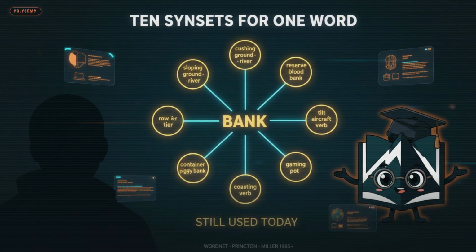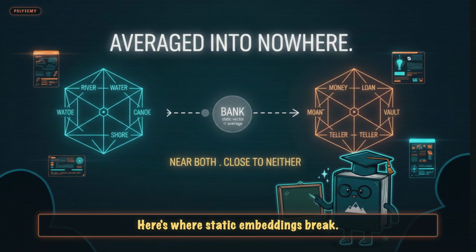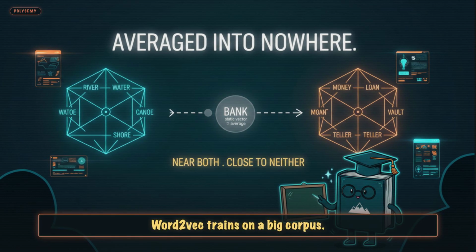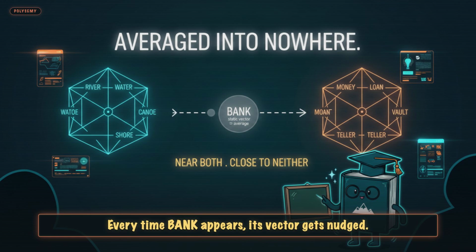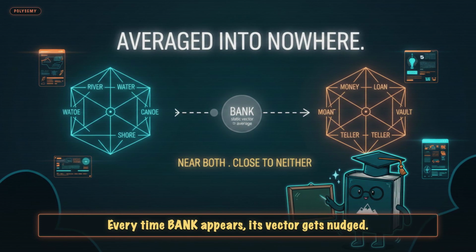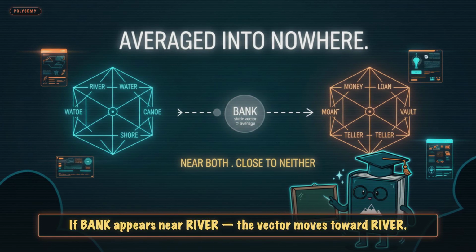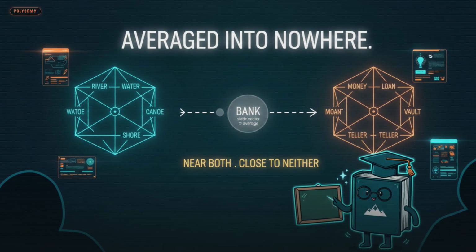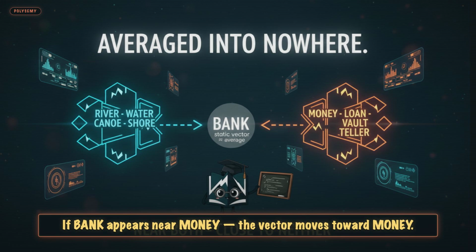Beat 2. Here's where static embeddings break. Word2Vec trains on a big corpus. Every time bank appears, its vector gets nudged. If bank appears near river, the vector moves toward river. If bank appears near money, the vector moves toward money.